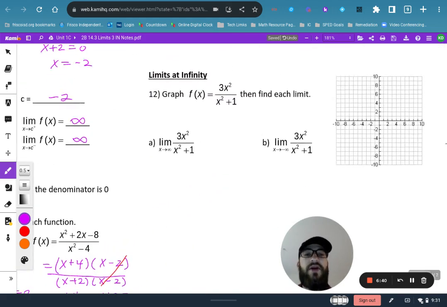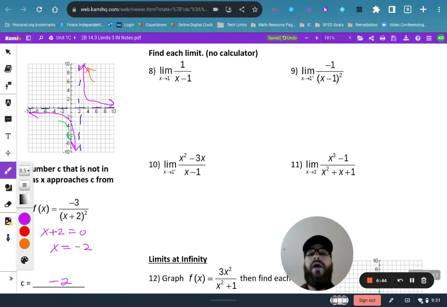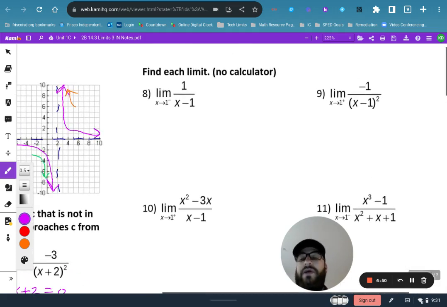Okay, so let's go ahead and put everything we've been doing together, okay? And we're going to actually find some of these limits at vertical asymptotes. So we're going to look at number 8. We're not always going to have a calculator. So if we don't have a calculator, we can still use some of these skills to find these limits.